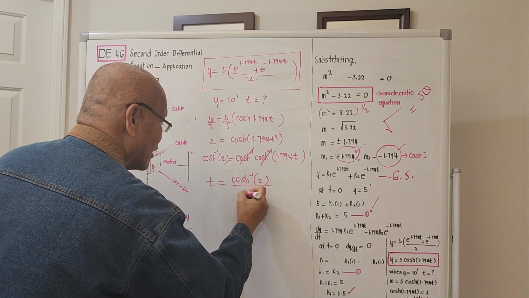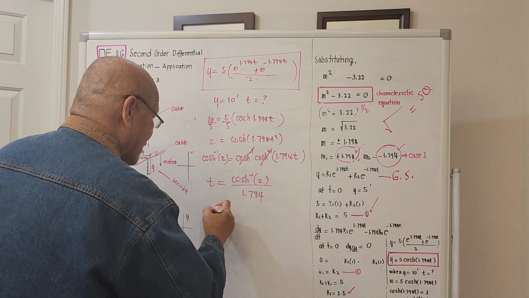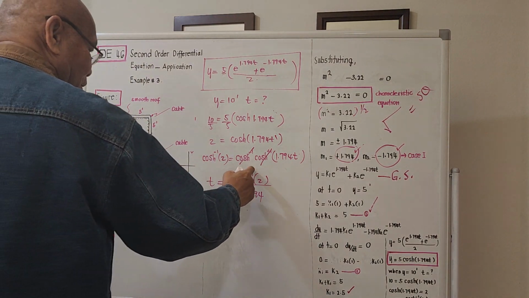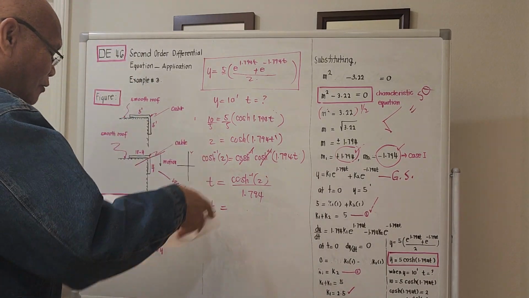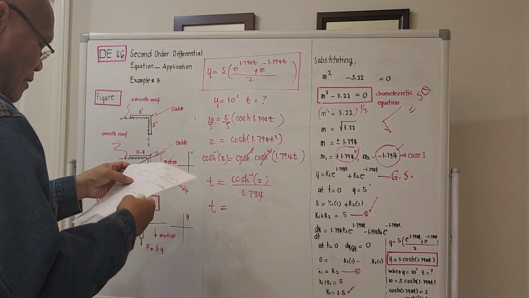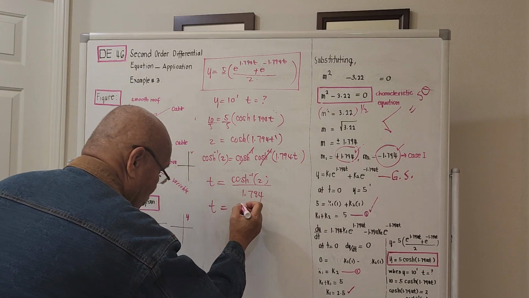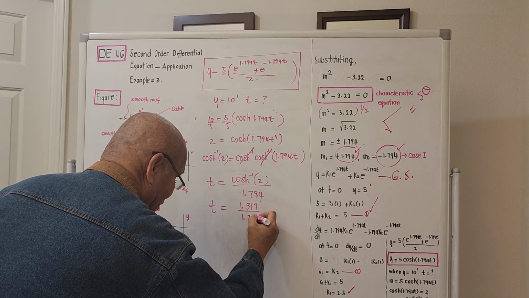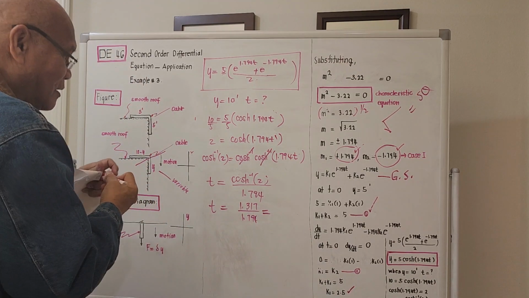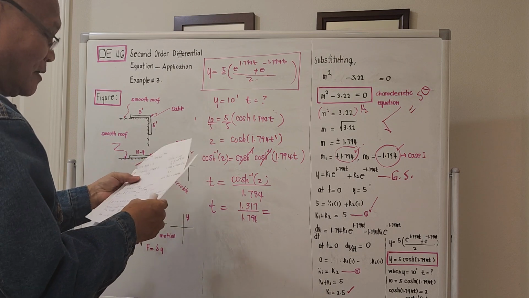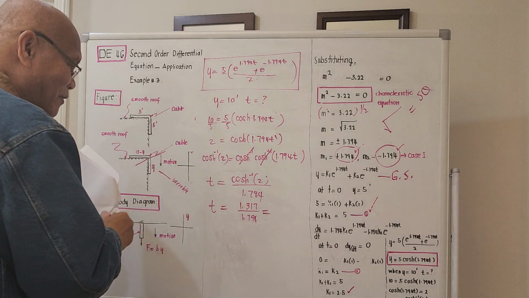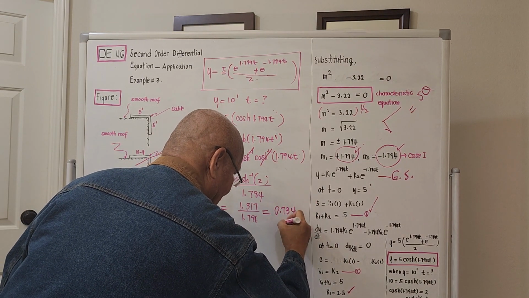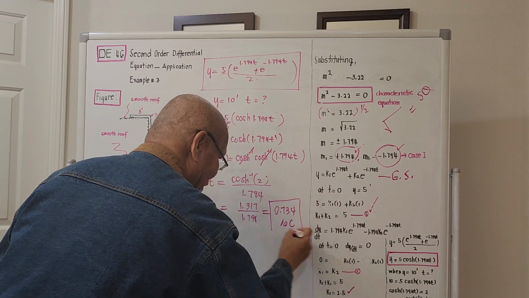all over 1.794. And using your calculator, the inverse hyperbolic cosine of 2, what will come out will be 1.317 all over 1.794. After the division, the total time that will elapse for the cable to drop is actually 0.734 seconds. So this is our final answer.